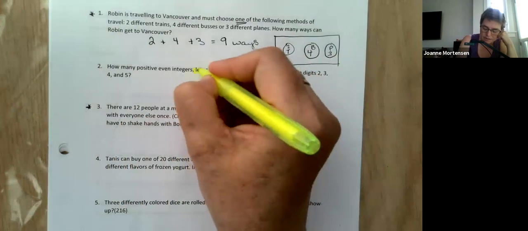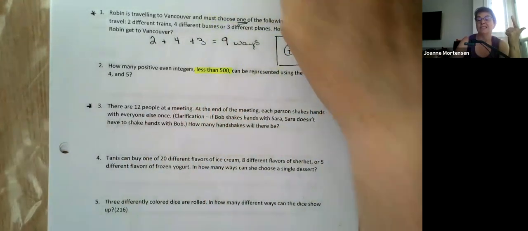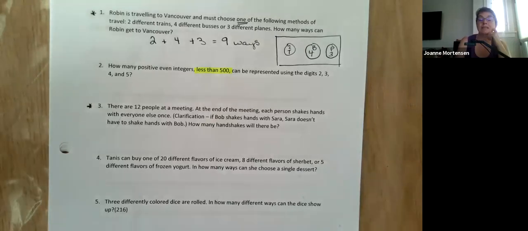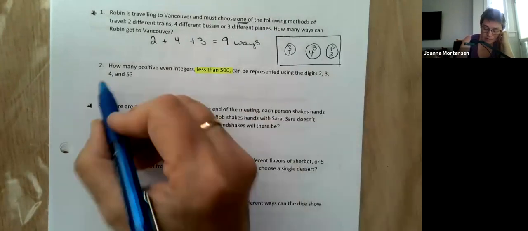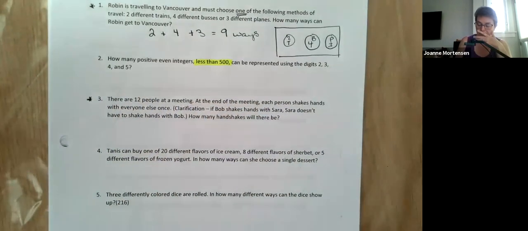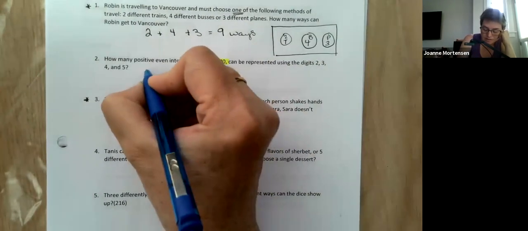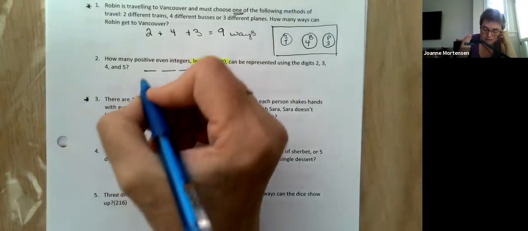Okay, anyway, how many positive even integers that are less than 500 can be represented using the digits 2, 3, 4, and 5? There's one of those killer words, killer phrases. Remember, less than, greater than, not equal to, at least. All of those, pay attention. You may end up doing cases. All right, well, let's start with the easiest. Let's go 3 digits. 1, 2, 3. And I've got 2, 3, 4, 5.